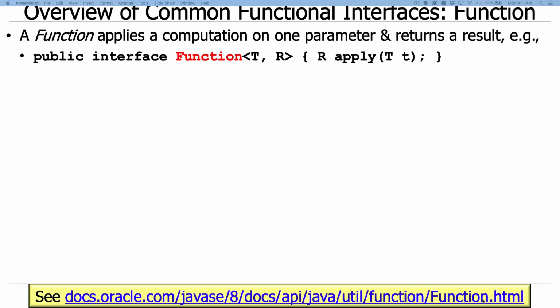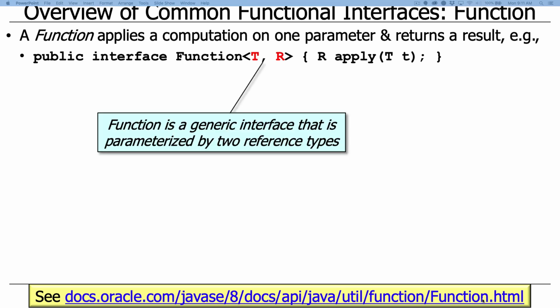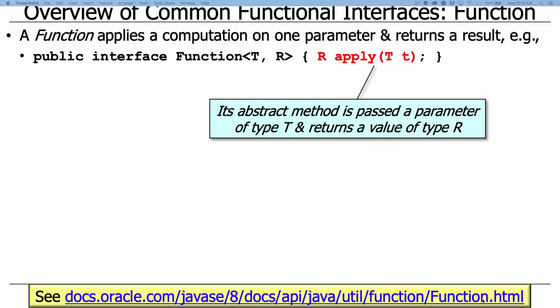So Function is going to apply a computation on a single parameter and then return a result, which could be of some arbitrary type. Of course, it has to be decided when you instantiate the generic Function, or when you implement it. So it's a generic interface that's parameterized by two reference types: the type that's passed as the parameter and the return type. And then the apply method is simply an abstract method that's passed a parameter of type T and returns a value of type R. Okay, so far so good, hopefully.